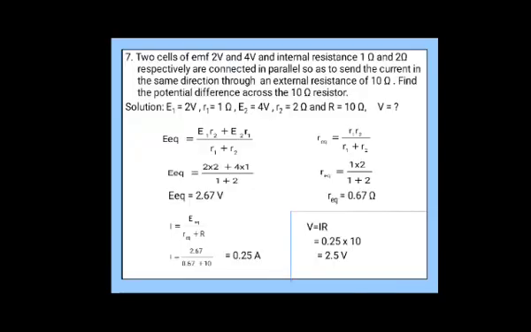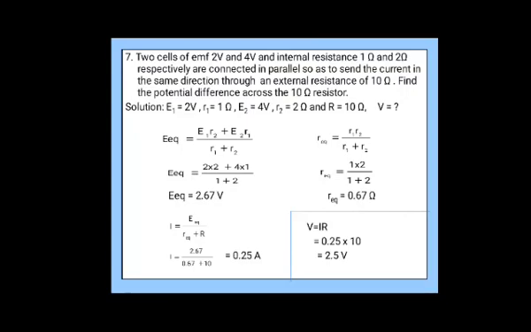Now let us take the last problem. Two cells of EMF 2 volt and 4 volt and internal resistances 1 ohm and 2 ohm respectively are connected in parallel so as to send the current in the same direction through an external resistance of 10 ohm. Find the potential difference across the 10 ohm resistor.